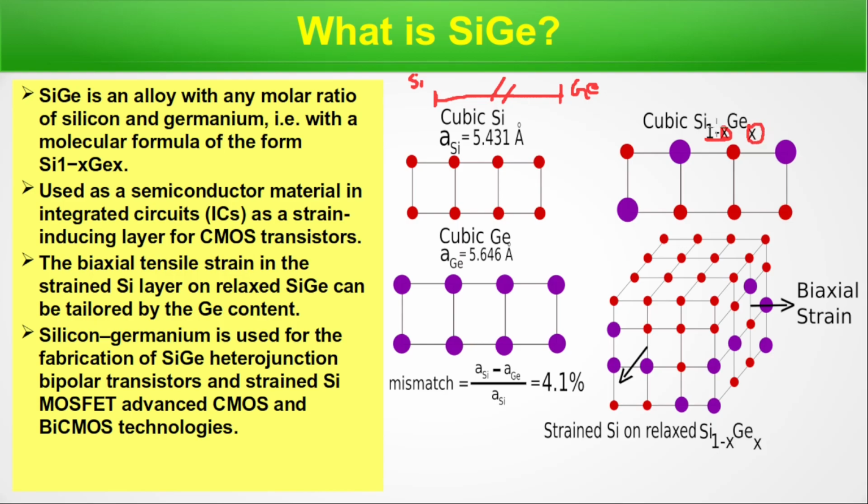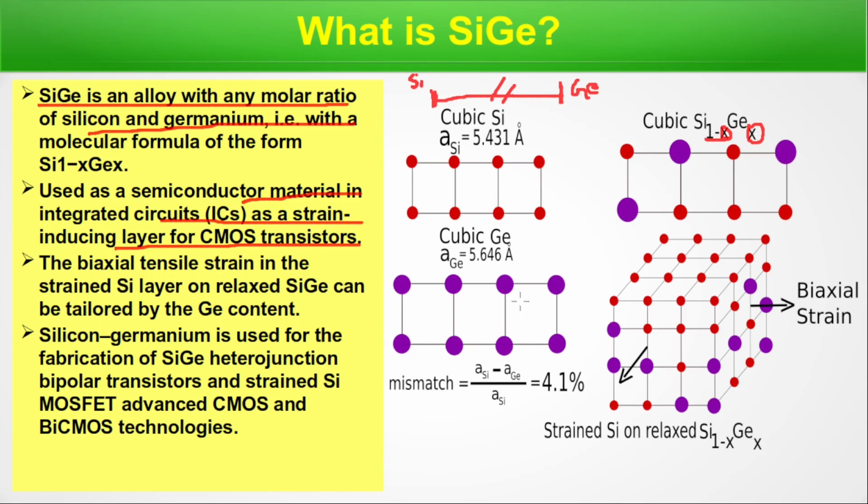If germanium is 20%, then the rest, 80%, is silicon. So silicon germanium is an alloy with a molar ratio of silicon and germanium, with a molecular formula of the form Si(1-x)Ge(x), used as a semiconductor material in integrated circuits as a strain-inducing layer for CMOS transistors. Now, since silicon and germanium have a lattice constant difference, when we develop this silicon germanium alloy, it has a lattice constant in between 5.431 and 5.646, and that is also greater than silicon, obviously, because in this line silicon is at the minimum and germanium is at the maximum.